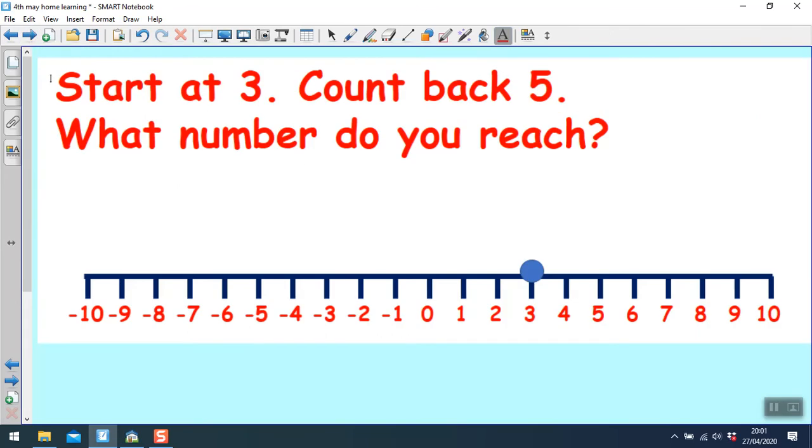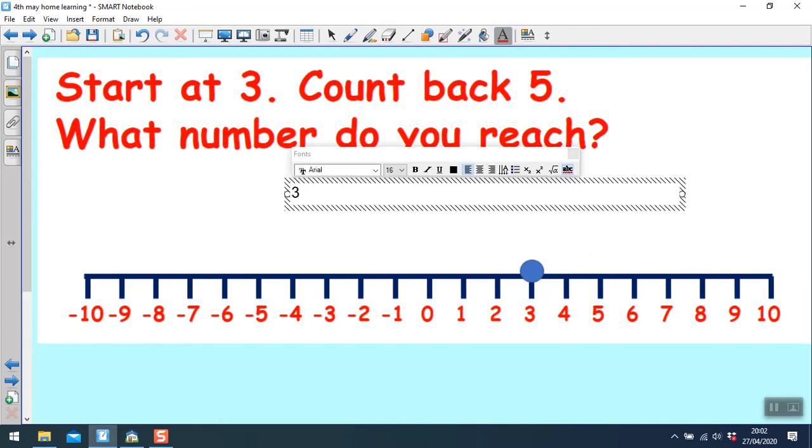Some more calculations for you to do. Start at the number 3, count back 5. What number do you reach? So we're going to start at 3 and we're going to go 1, 2, 3, 4, 5. 5 jumps, so it's negative 2. What is the calculation that you've just done there? Write it down while you pause the video. So we've started at 3 and we've counted back 5. So 3 take away 5 equals negative 2.